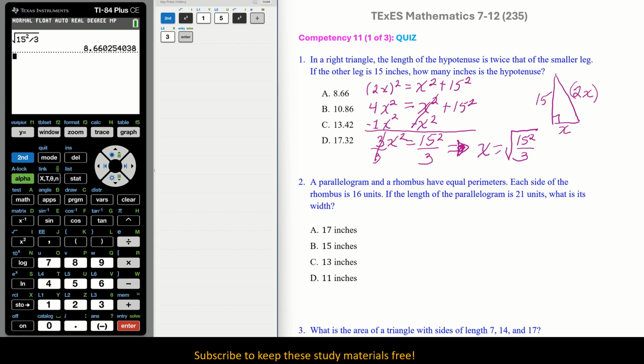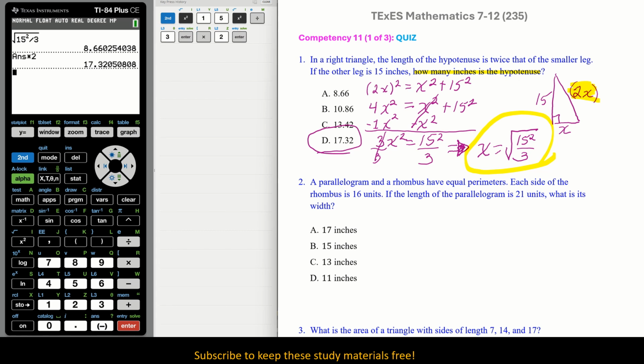Do we have a solution? What did the question say? It said, how many inches is the hypotenuse? So we're looking for 2 times x. We only have the value of x. So we have to go over here in our calculator and just say times 2 and push enter, which would be option D.